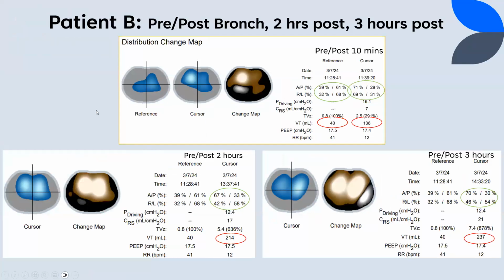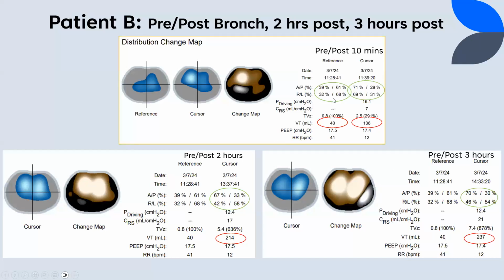So this is now going to be a totally different graphic than the ones that I've been sharing with you all. This is another feature from EIT that we're thankfully able to use. This is, again, still patient B, so pre and post bronch. The first map up here is before the bronch and then 10 minutes after. The second map is 2 hours after, and this third one is 3 hours after. So I'm going to guide you all through each of these.